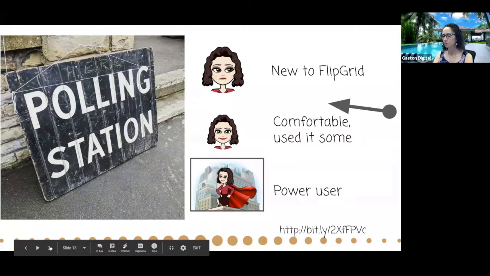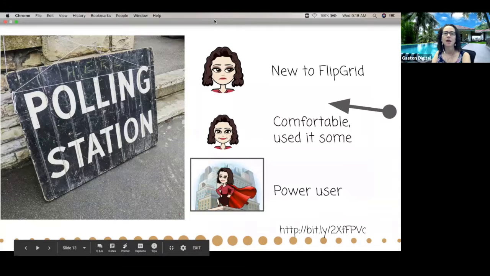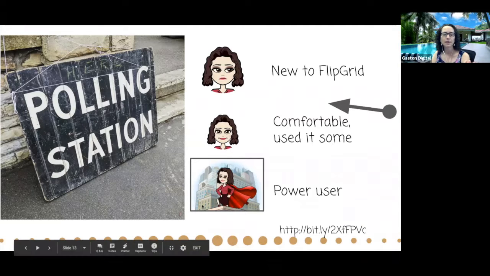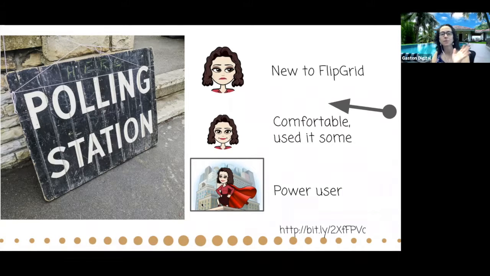So one more poll. See, I told you guys this is interactive. I'm curious where you're sitting as far as using FlipGrid. So the choices are you're new to FlipGrid, you're comfortable because you've used it some, or you are a power user. So I am launching a poll, and I just noticed that I didn't change it. It says book creator, but just pretend that instead of book creator, it says FlipGrid. Are you new to FlipGrid? Click new. If you're comfortable, click comfortable. And if you're a power user, choose power user.